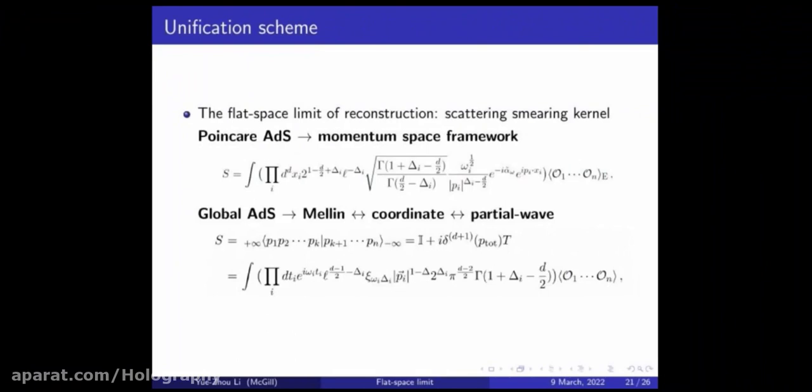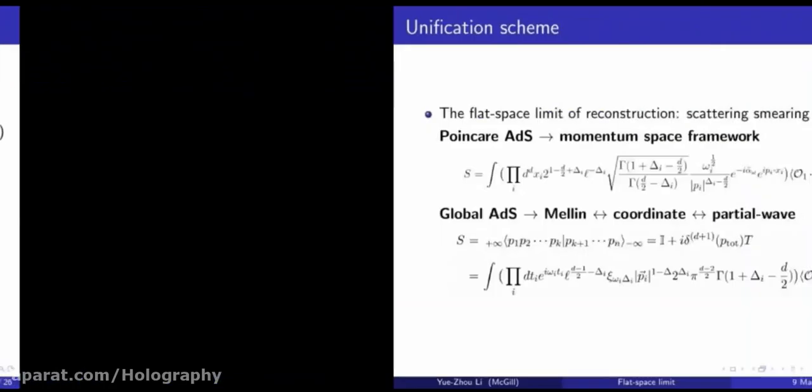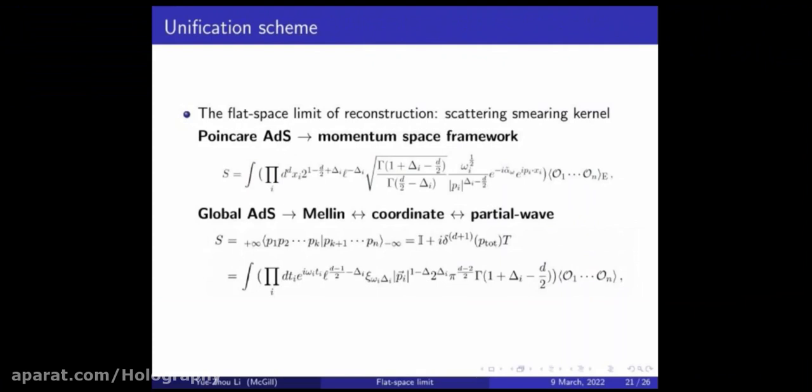And the flat space limit: the idea is that if we have the reconstruction formula, the HKLL formula, we can take the flat space limit of the reconstruction, and then we obtain what we call the scattering smearing kernel. If we start with the Poincaré AdS reconstruction, we get the momentum space framework that looks like this. This is basically momentum space because we have a Fourier transform.